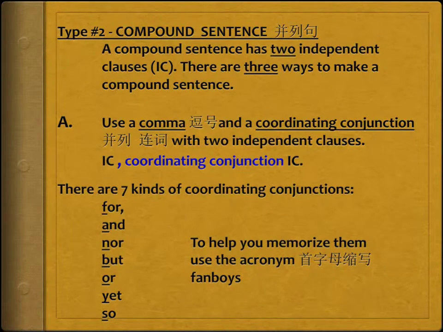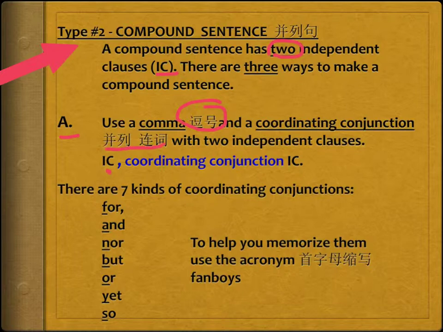Let's take a look now at the second type of sentences in English called a compound sentence, 并列句. A compound sentence. Compound sentences have two independent clauses. And there are three ways we might write a compound sentence. Here's the first way we might write a compound sentence. We can use a comma, a 逗号, and a coordinating conjunction, 并列连字, a coordinating conjunction.